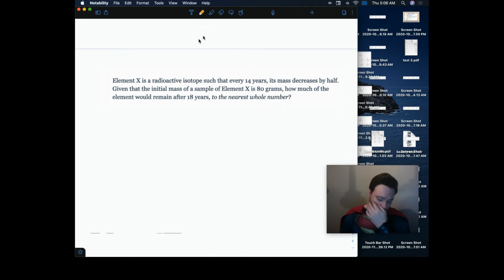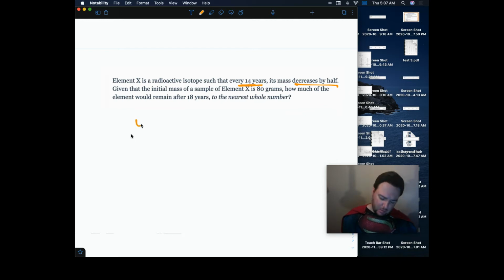All right, so element X is a radioactive isotope such that every 14 years its mass decreases by half. Given that the initial mass of a sample of element X is 80 grams, how much of the element would remain after 18 years to the nearest whole number? Okay, so what do we need to do here? Well, we know that it decreases every 14 years and it's decreasing by half. So it's half as much.